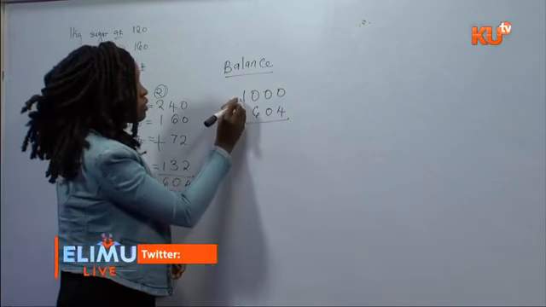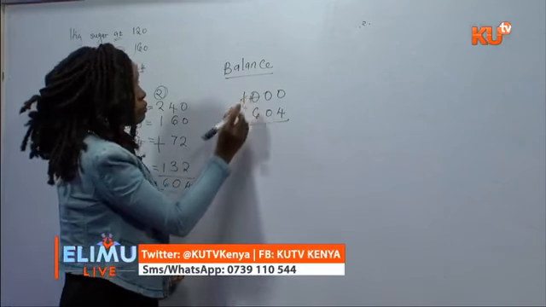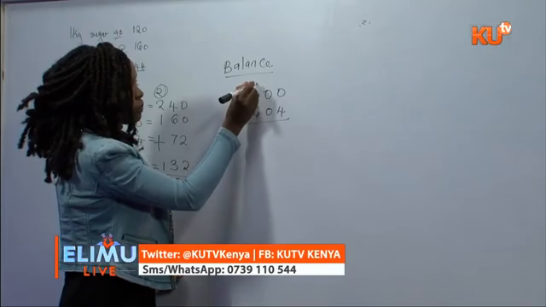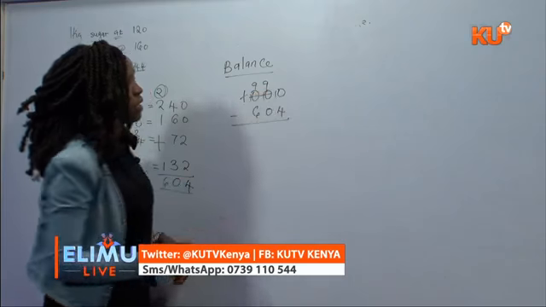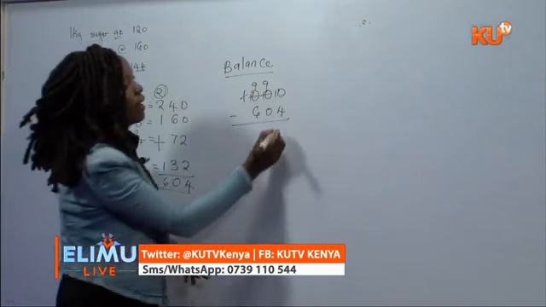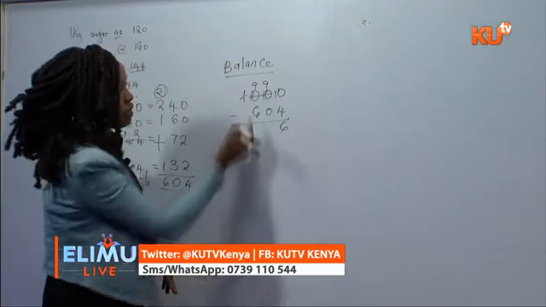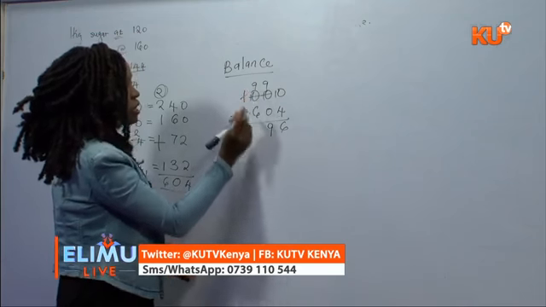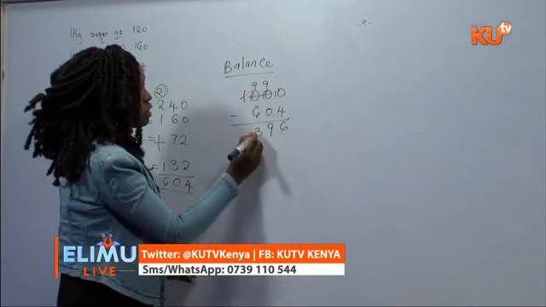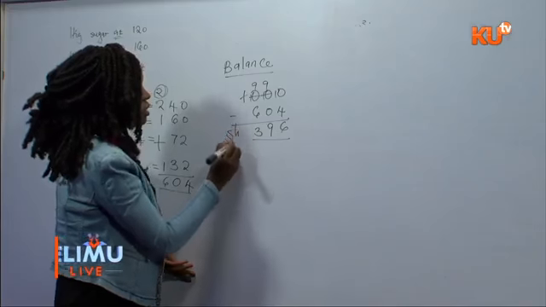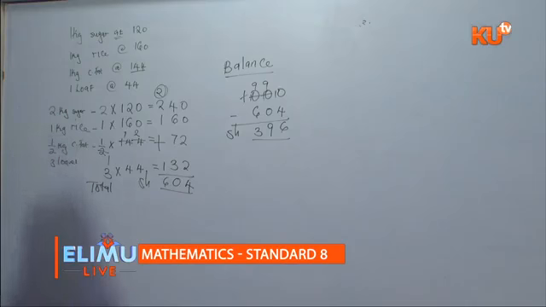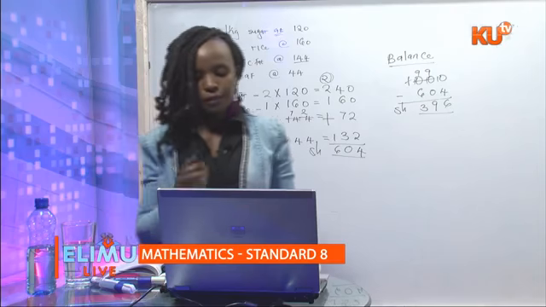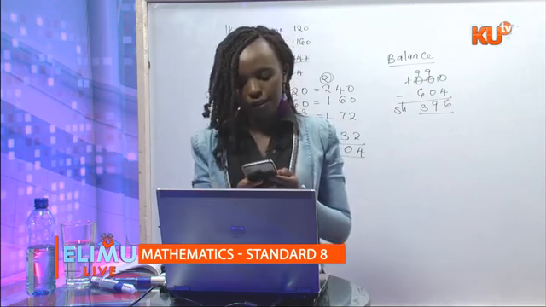We borrow from this one 10, we borrow again from here, we get 9. We borrow again, we remain with 9. I bring 1, now I have 10. 10 minus 4, I get 6. 9 minus 0 is 9. Then 9 minus 6 is 3. So the balance that she received was 396 shillings. And that was the balance. And that was the answer for that year.